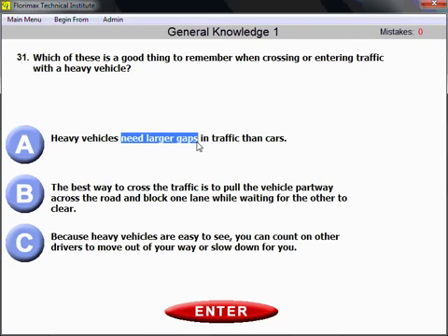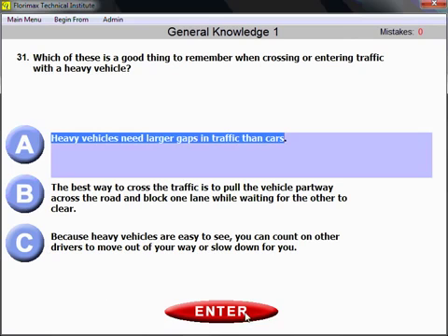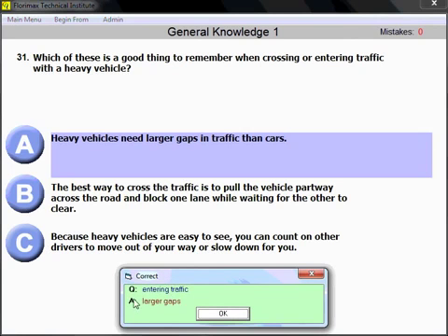The word which is used here is gap. Heavy vehicles need larger gaps in traffic than cars. Much more room. Very good. Yes, entering traffic, larger gaps.